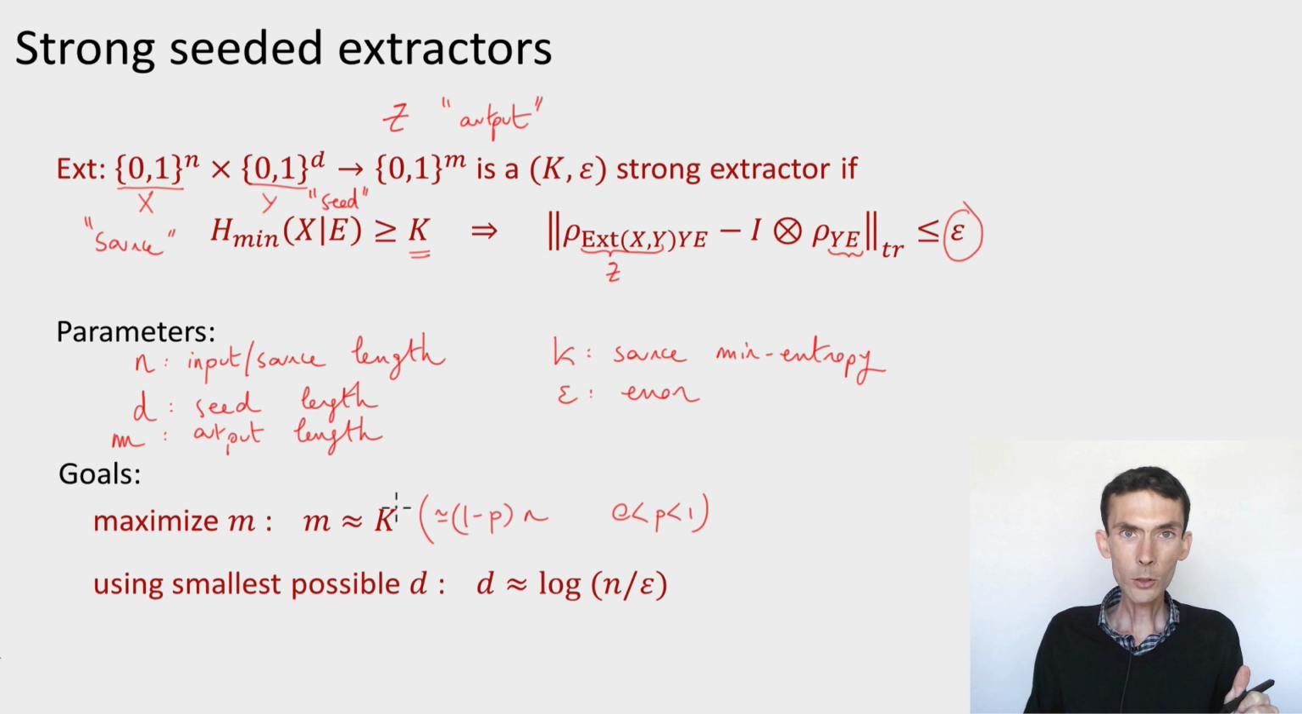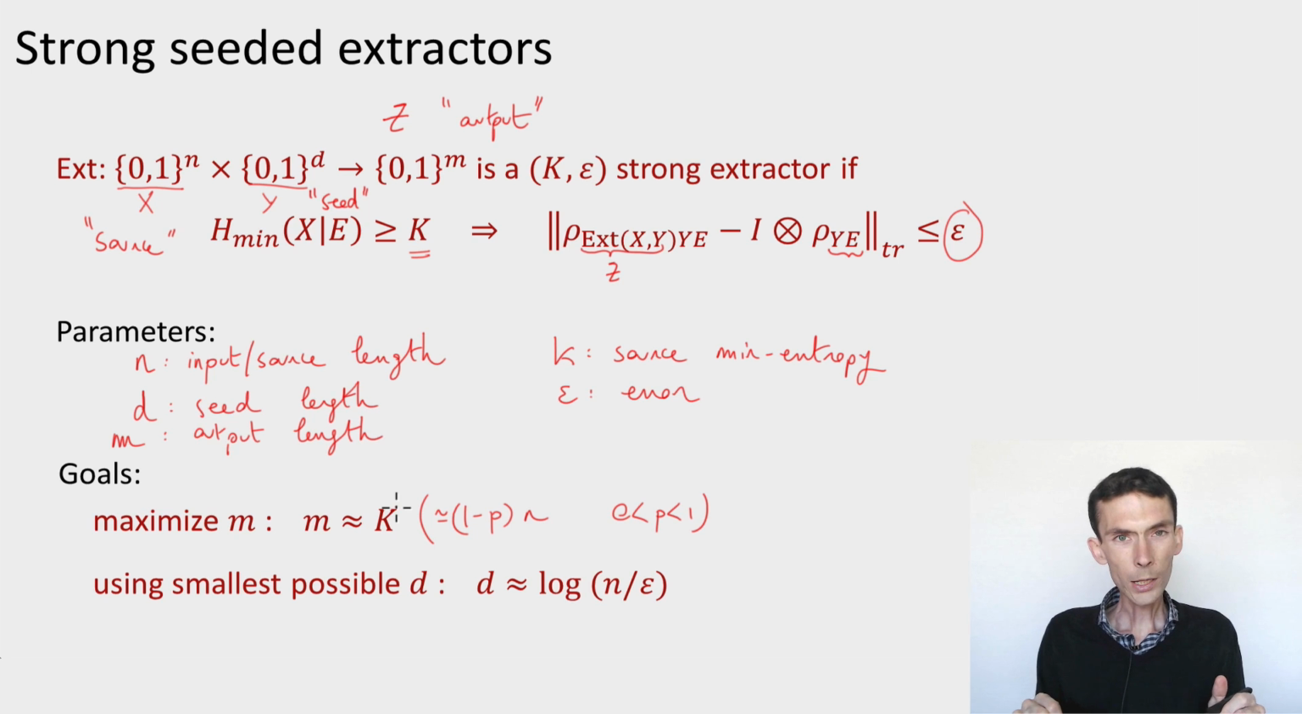And then for a given epsilon, which ideally would be exponentially small in the source length, or at least in its min entropy, we want to have the smallest possible seed length. So why is this important? It's not too important, but the seed is something that has to be generated locally by Alice using her random number generator, and then it has to be communicated over to Bob. So in order to keep the protocol efficient, we'd like the seed to be small.